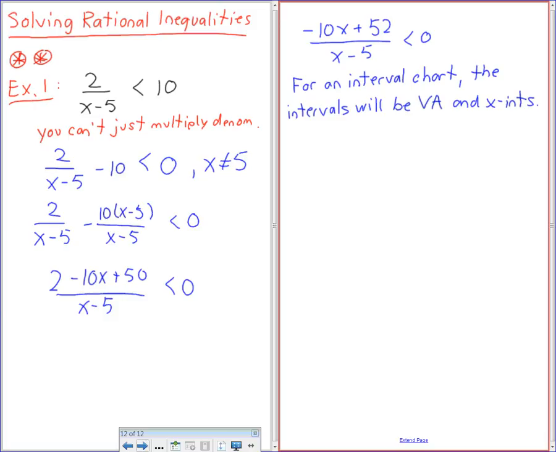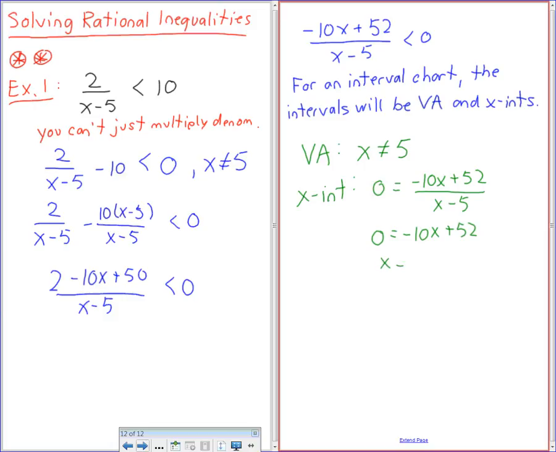So let's start off here. What is my vertical asymptote here, Brian? What's my vertical asymptote for this graph, please? Yeah, so x can't be 5. My x-intercept here, Bailey, is going to be what? Oh, sorry, now you're solving this. Right. Okay, good. So here's where I got that from.